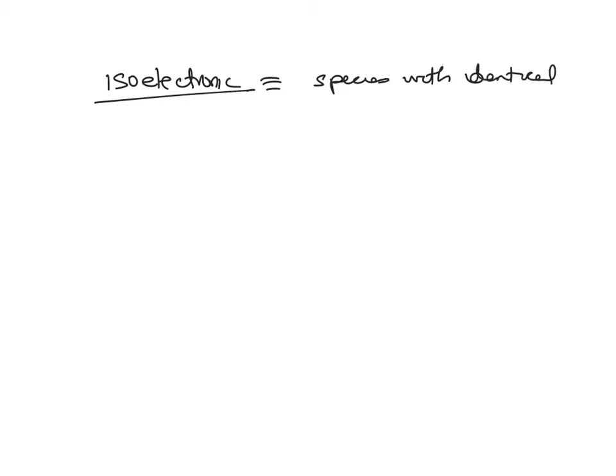Okay, so a word here is isoelectronic. So isoelectronic, what does it mean? It means species with identical, the same, electron configurations. So you do have to know this for your exam.